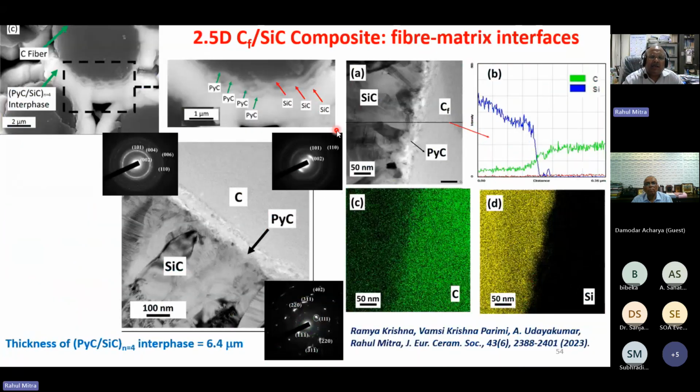And we looked at the PyC, the pyrolytic carbon interface between carbon fiber and silicon carbide matrix, and we could see it using TEM. The samples were prepared with focused ion beam, and the transmission electron microscope could resolve the interface between carbon fiber and the silicon carbide, which contains pyrolytic carbon, deposited by chemical vapor infiltration and deposition.